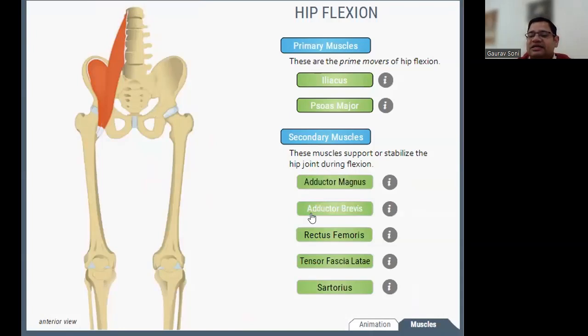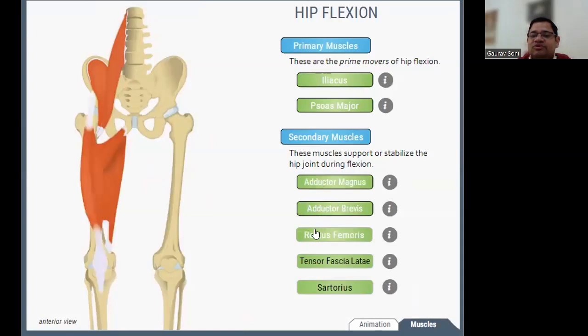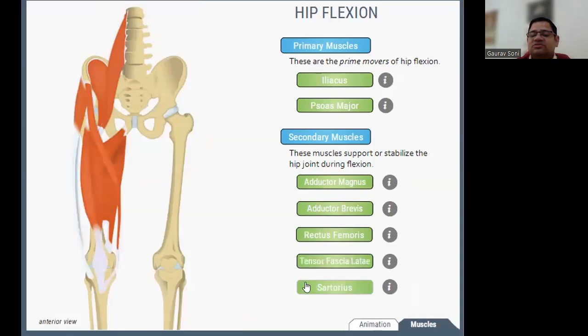Adductor magnus, adductor brevis, rectus femoris. You can see adductor magnus, adductor brevis, rectus femoris, tensor fasciae lata, and sartorius. So mostly you can see these are from the anterior compartment of the thigh or from the medial compartment of the thigh. They are just helping in the flexion movement of the hip.